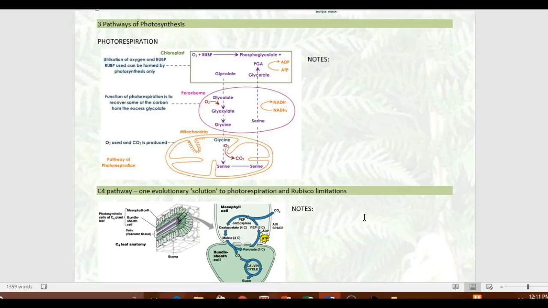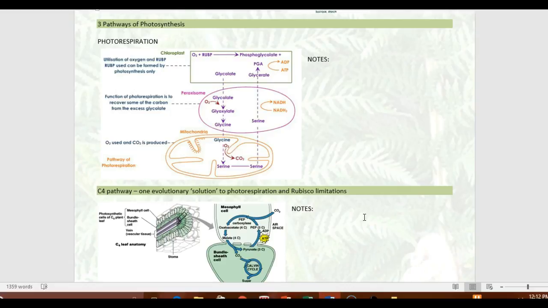You can imagine just how much energy that takes to do that, especially when you're using energy, ATP and NADH, in order to make all this happen. So here off to the side is a discussion about what happens with photorespiration. Use of oxygen and RuBP. RuBP can be formed by photosynthesis only. So making RuBP is our first molecule, right? RuBP is the initial molecule in the cycle. Remember that, 5-carbon molecule.